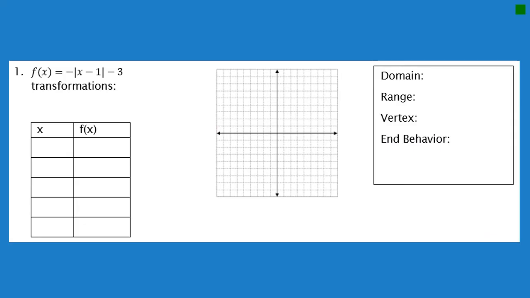The first thing I want to do is identify the vertex of this graph, and that's going to be centered in the middle of my table. So I'm looking at my h and k values. My h value is positive 1, because you always take the opposite, and then k would be negative 3. So now you're going to use your calculator, and you're going to plug this into y equals.